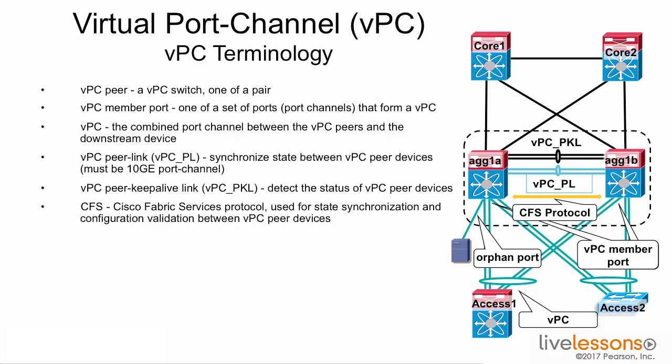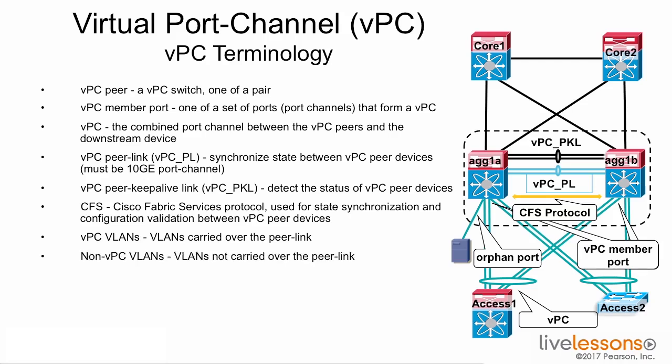Cisco Fabric Services is a protocol used for state synchronization and configuration validation between vPC peer devices. The CFS protocol is transferred over the vPC peer link. vPC VLANs are VLANs that are carried over the peer link and carried over the member ports. Non-vPC VLANs should not be carried over the peer link.